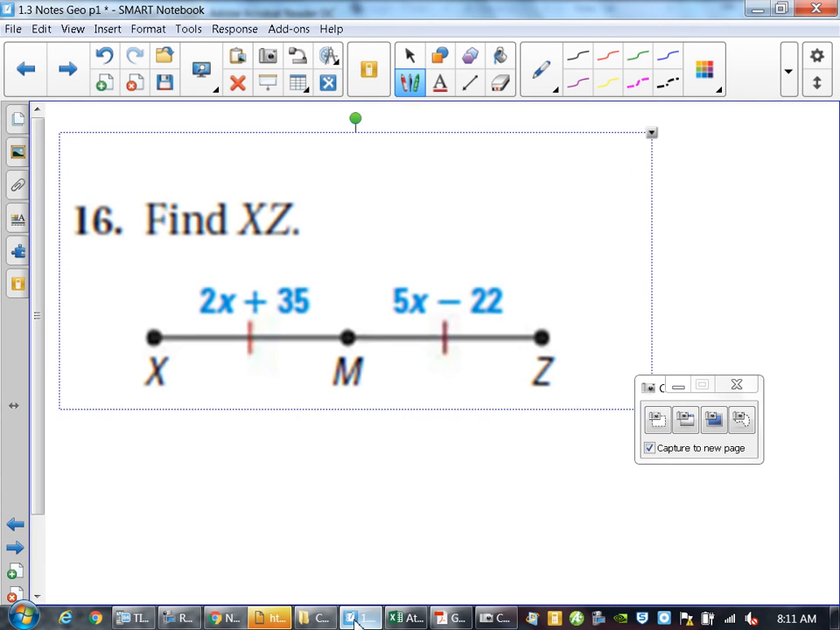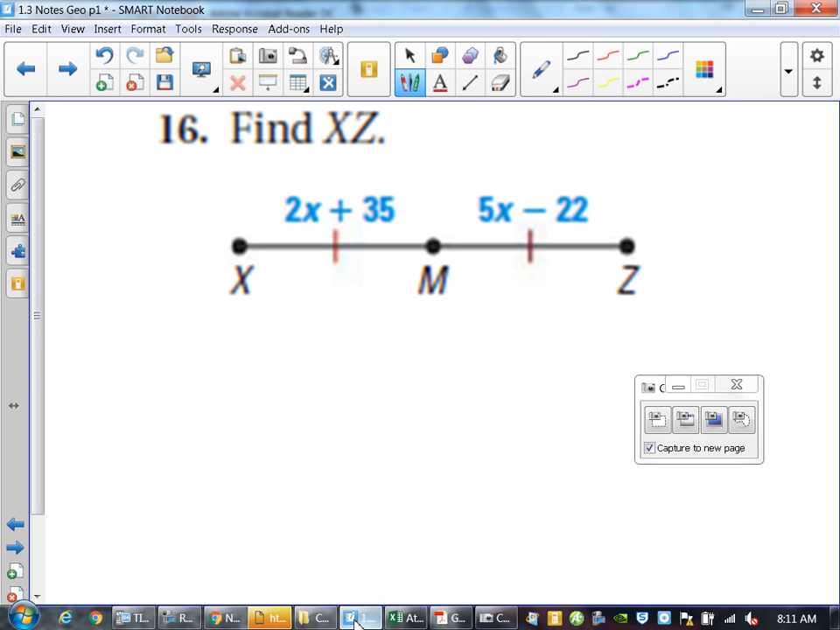When you had something like this, looking at the diagram here, what does it show you that's happening? What does that M stand for? What do those tick marks stand for? Midpoint.